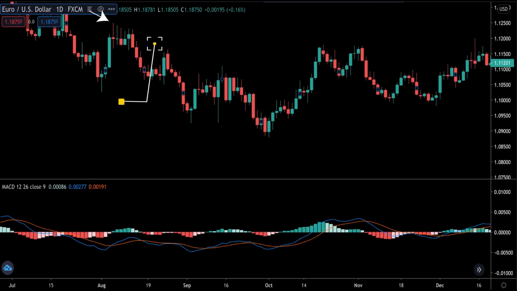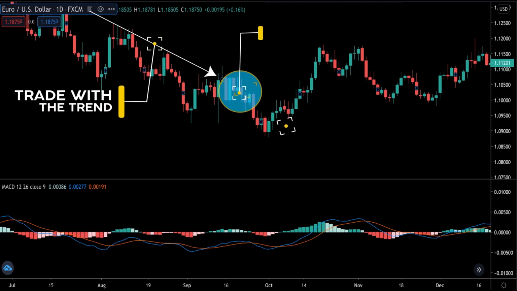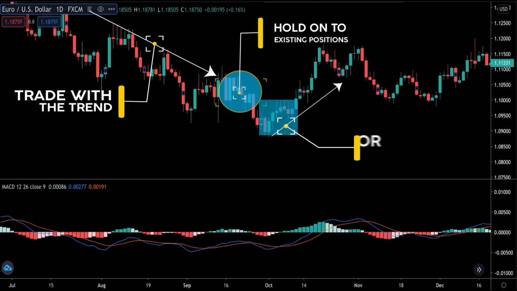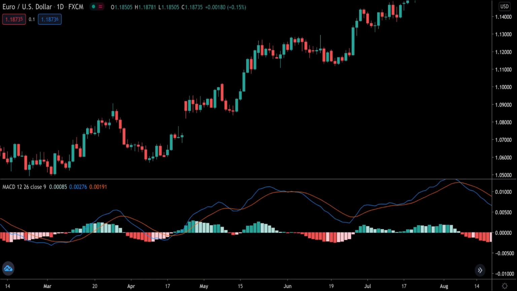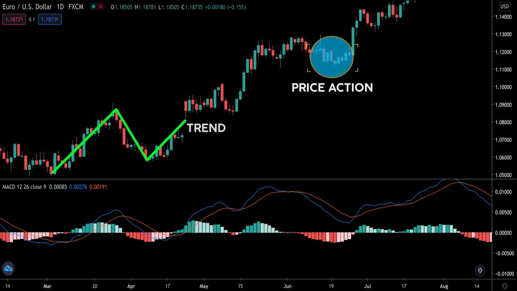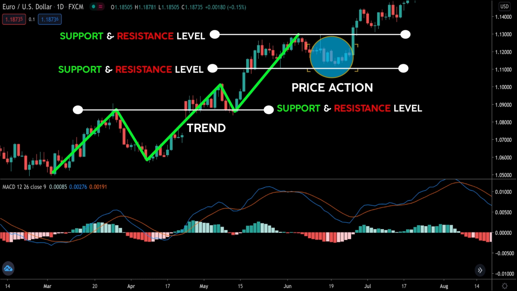You will know if you should trade with the trend, hold on to your existing positions, or even look for a counter trend setup if you understand how to apply regular and hidden divergences. When combined with price action, trend, and support and resistance, it can be a highly profitable trading strategy. So in this video, I want to show you why divergences are so powerful and help you spot them easily so that you can incorporate them into your trading.